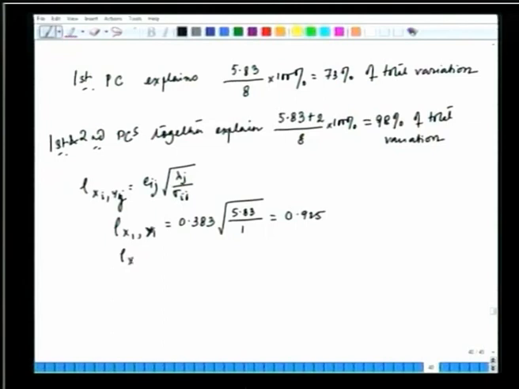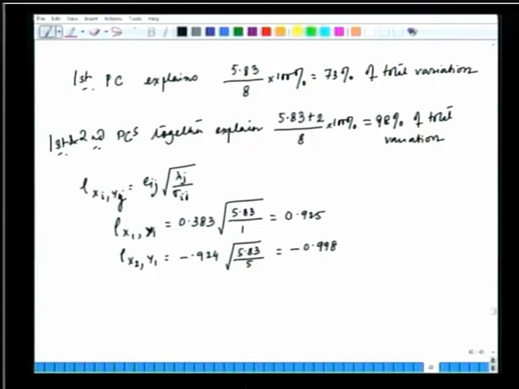Similarly, if I consider x2 and y1, j remains 1 here but i is 2. So I have the first eigenvector but the second element from it, which is minus 0.924, the first eigenvalue, and the second diagonal element of the sigma matrix, which is 5, and that is equal to minus 0.998.